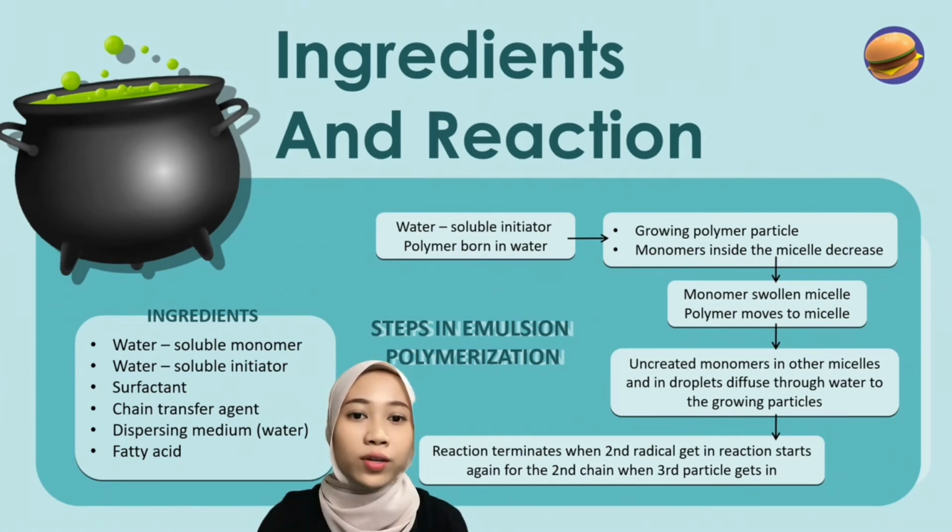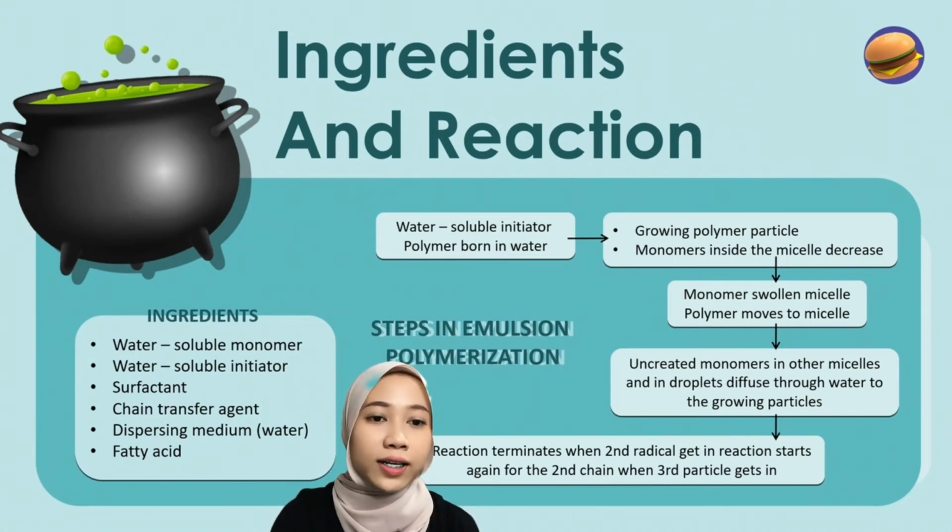Okay, next we move to the steps in emulsion polymerization. The first one is the initiator, soluble in water, forming polymer in water. Okay, next, growing polymer particles, monomer inside the micelles decreases. Monomer swollen micelles, polymer moves to the micelles, and then unreacted monomers in other micelles and in droplets diffuse through water to the growing particles. And lastly, the reaction terminates when a second radical gets in. The reaction starts again for the second chain when a third particle gets in.